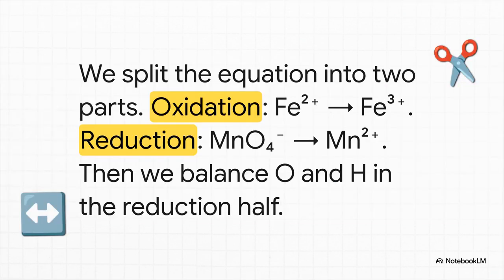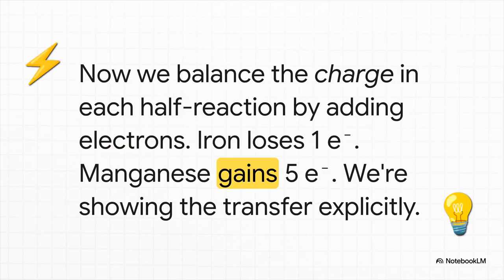Okay, so first, we just pull the original equation apart. The oxidation half is super simple. Iron loses an electron. The reduction half is where manganese gains them. And just like we did before, we use our trusty water and hydrogen ions to get the oxygens and hydrogens balanced in that reduction half. So now we add the electrons themselves into the picture to balance the charge in each separate half reaction.